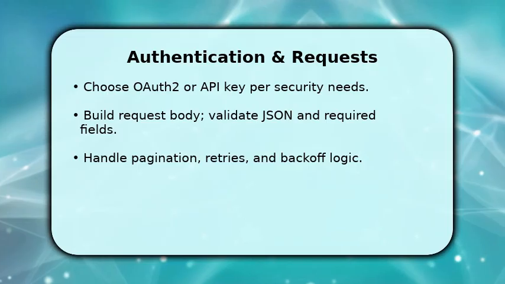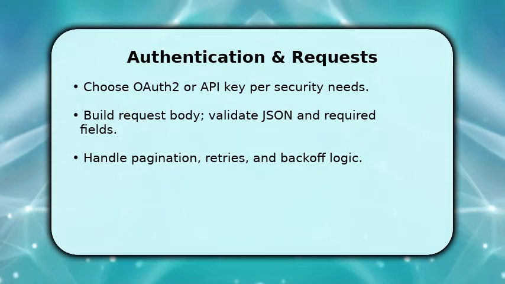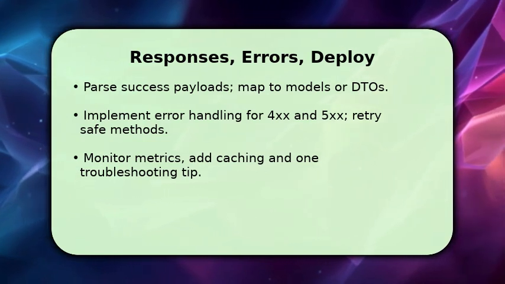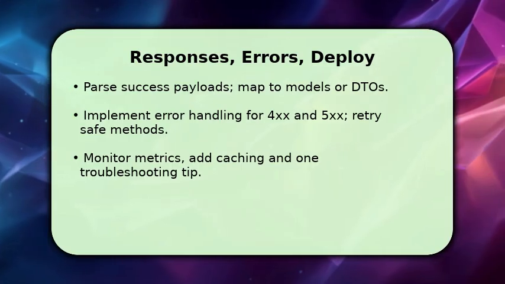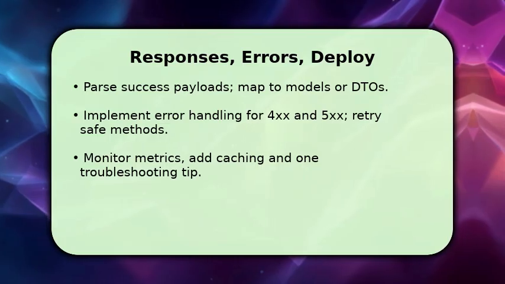You finish by parsing responses and mapping them into models or DTOs so your app uses typed data consistently. Then implement error handling. Distinguish 4xx client errors from 5xx server errors and only retry idempotent methods. This prevents duplicate side effects.